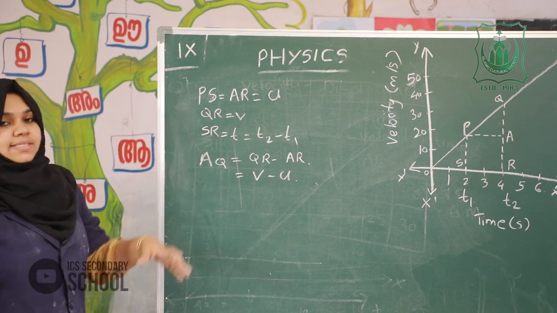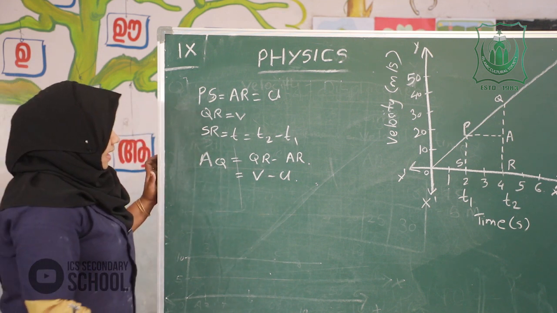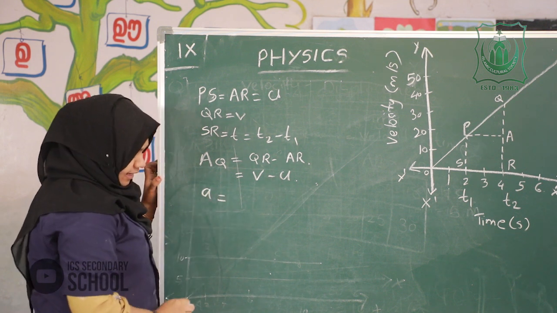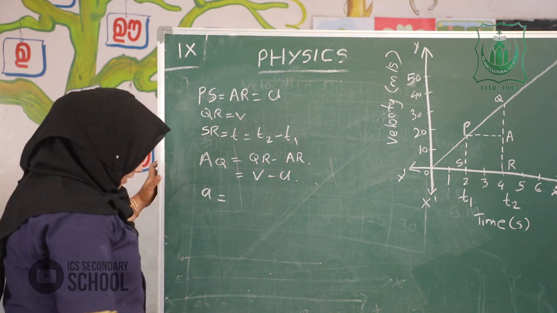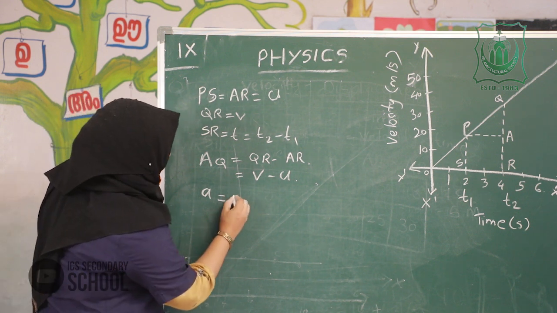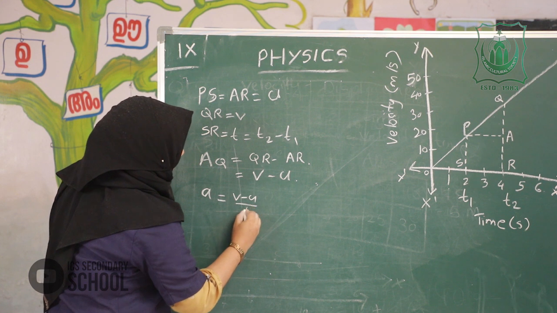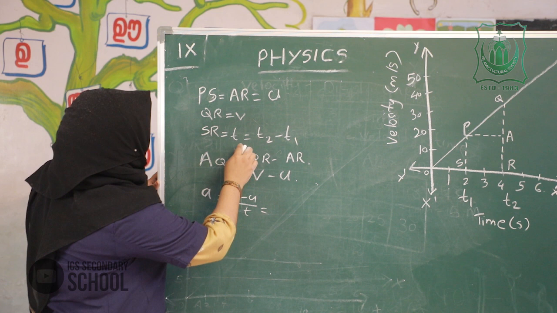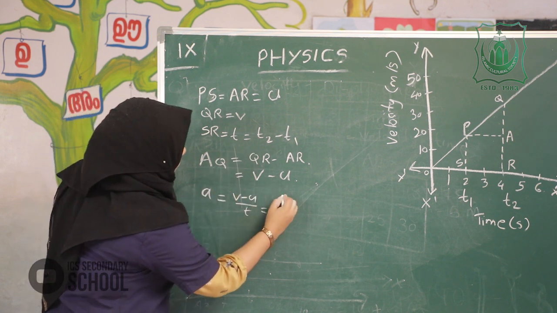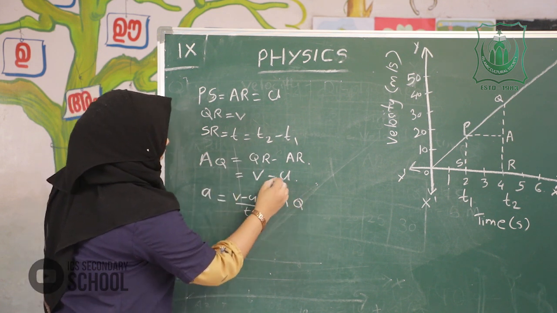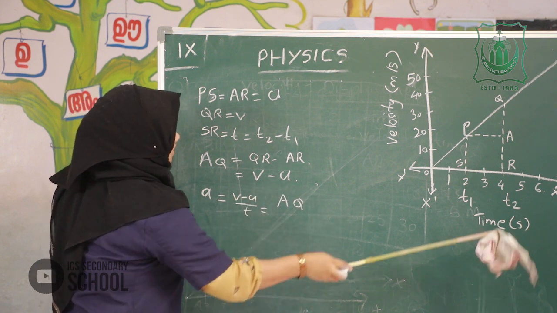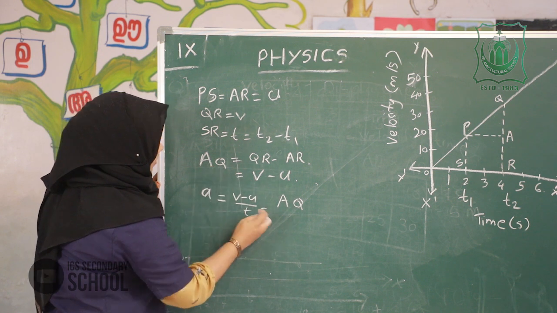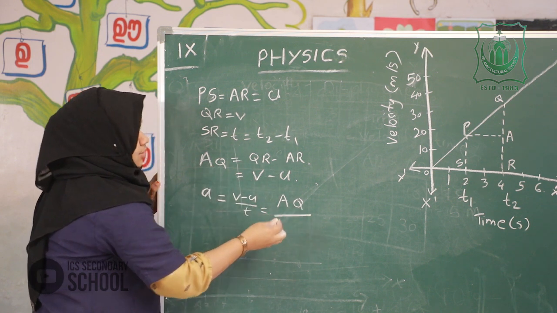Then from this graph, how to find out acceleration? We know that the acceleration is equal to change in velocity divided by time. Change in velocity, V minus U, divided by time. What is V minus U? V minus U here, that is AQ. We get from this graph V minus U is equal to AQ.